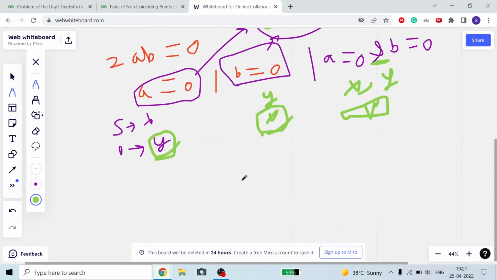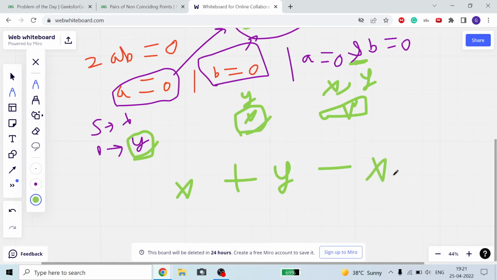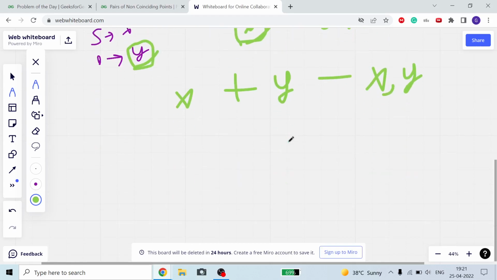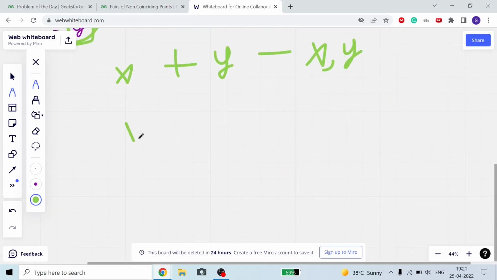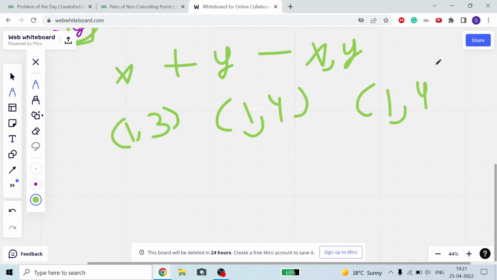So what I need to include in my answer is all the cases whose x are same, plus all the coordinates whose y are same, minus all coordinates whose x and y are same. For example, suppose I have the points 1 3, 1 3, 1 4, and suppose these are my points. Then this is index 0, this is 1, this is 2.